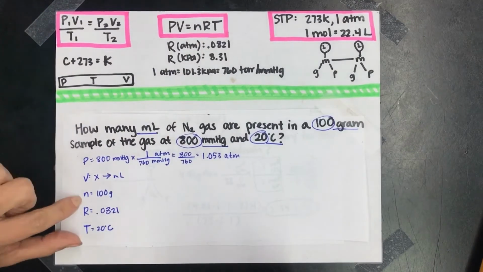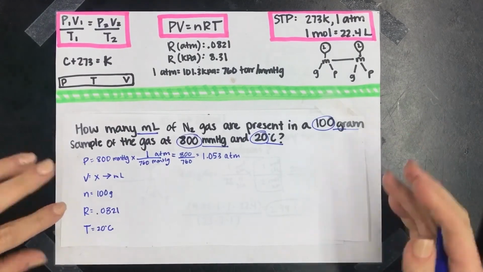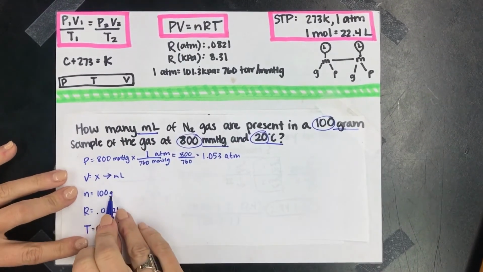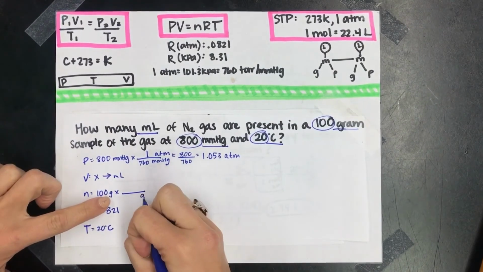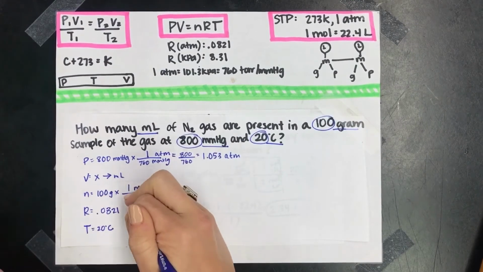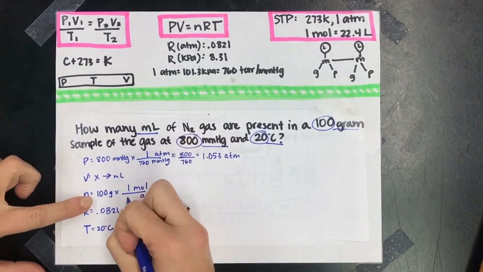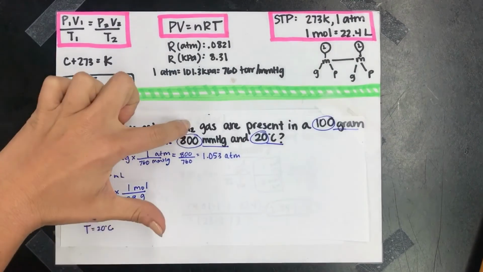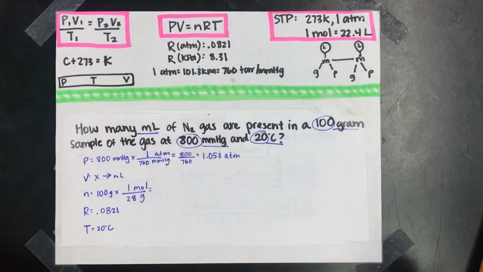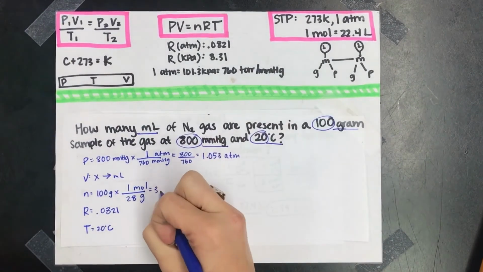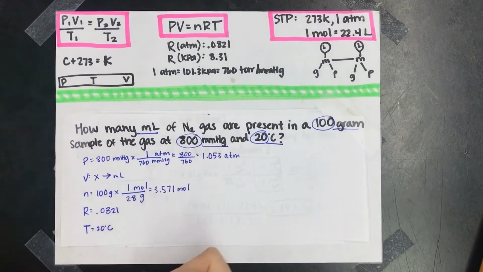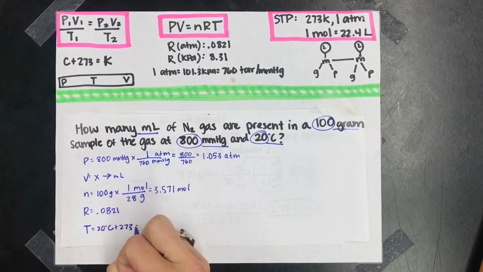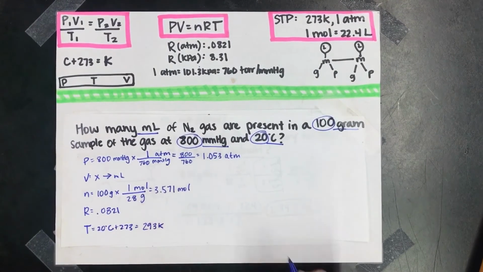Okay, so now let's convert our other units so that we can go ahead and plug into the equation. This is in grams. It has to be in mole before we plug it in. Gram to mole, one conversion. Gram on top, gram on bottom. For every 1 mole of N2 gas, we have its molar mass, 28 grams. That's 14 times 2. When I plug that into the calculator, 100 divided by 28, I get 3.571 moles of N2 gas. Finally, temperature at 273, so we get 293 K.